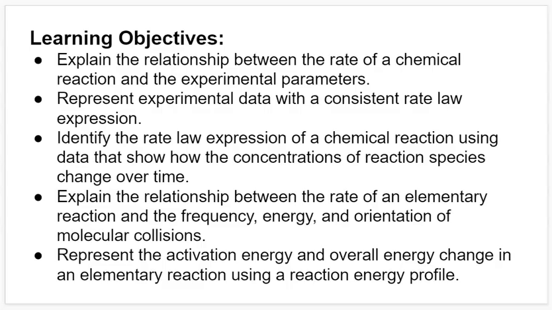So our learning objectives here are to explain the relationship between the rate of a chemical reaction and the experimental parameters, to represent experimental data with a consistent rate law expression, to identify the rate law expression of a chemical reaction using data that show how the concentrations of reaction species change over time, to explain the relationship between the rate of an elementary reaction and the frequency, energy, and orientation of molecular collisions, and then to represent the activation energy and overall energy change in an elementary reaction using a reaction energy profile.